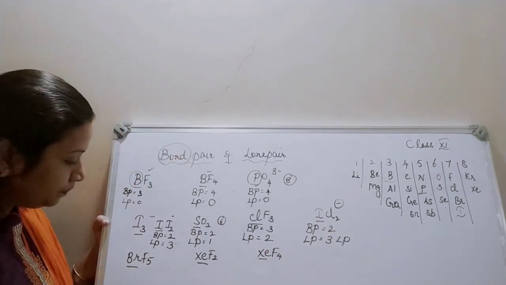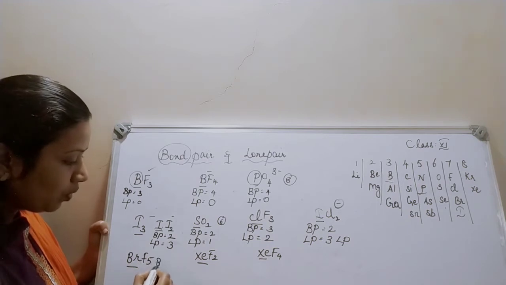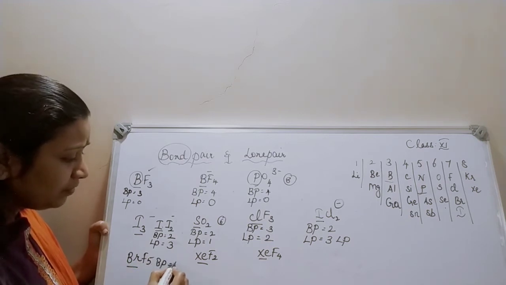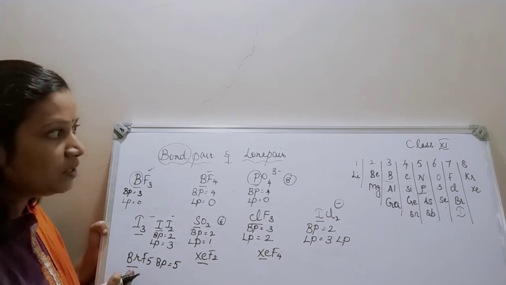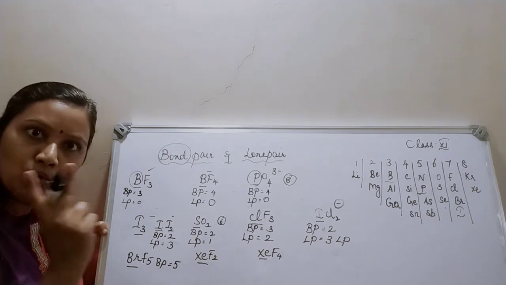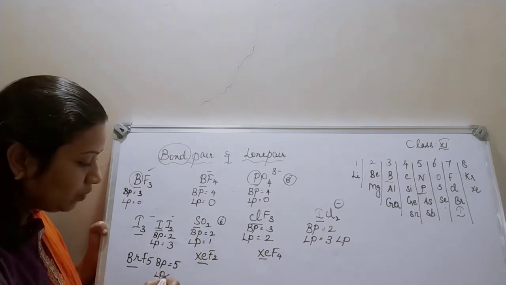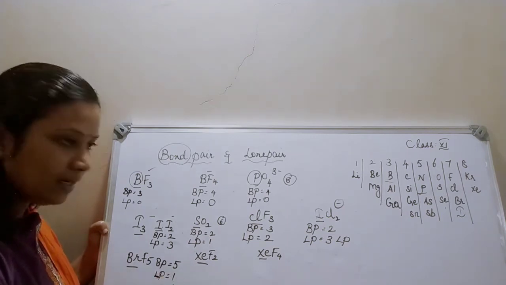Okay children. Now moving to this problem, BrF5. So how many bonded pairs are present? 5. The bonded pairs are 5. And what is the valency of bromine, children? It is 7. 7 minus 5 is equal to 2. So lone pair is equal to 1. Because 2 electrons make 1 pair. When you consider pair, I am writing 1.